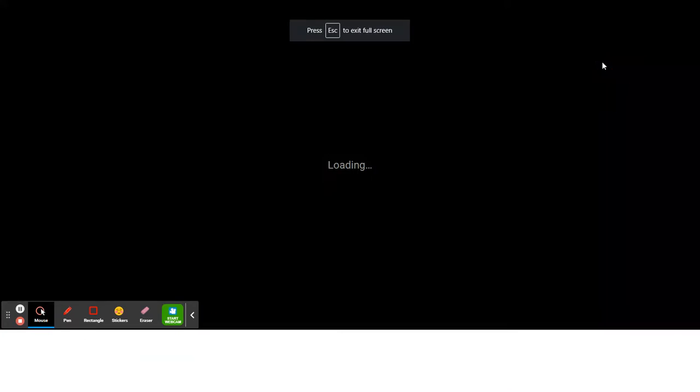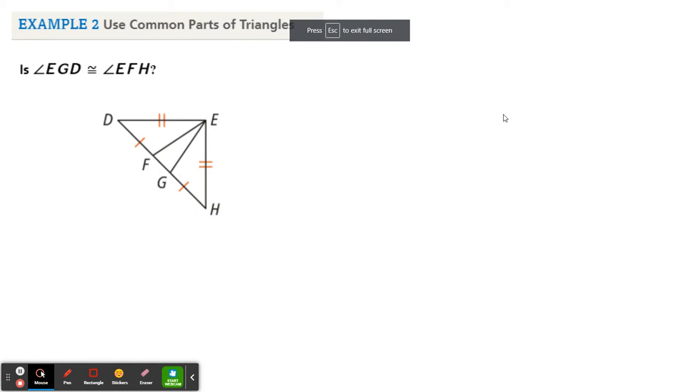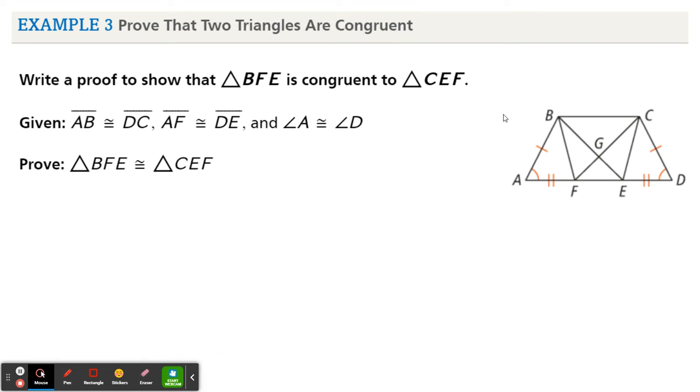Hello, geometry. Welcome to video 2 for lesson 4.6 on overlapping triangles. We've got two problems, and let's start here with problem 3. It says we need to write a proof to prove that triangle BFE, this obtuse triangle here, is congruent to triangle CEF, this one here.